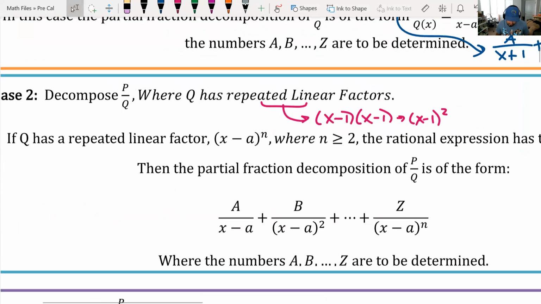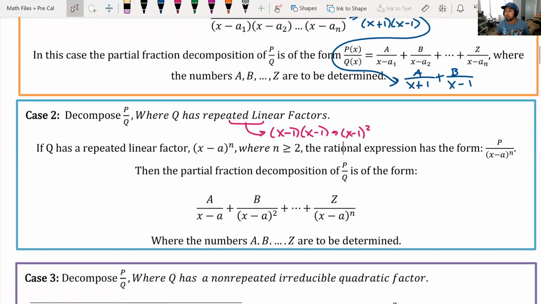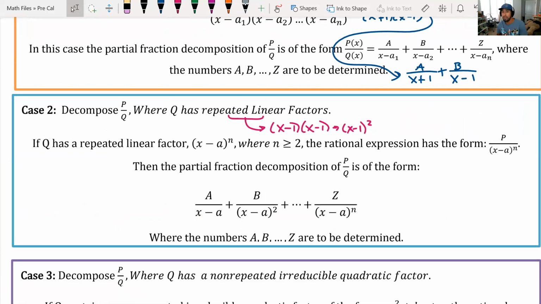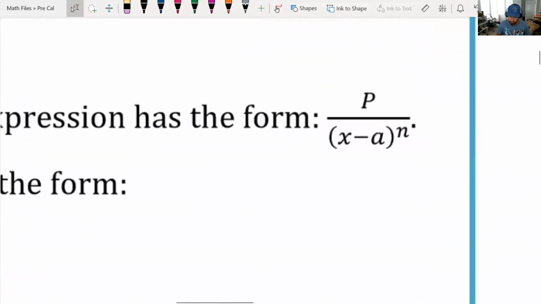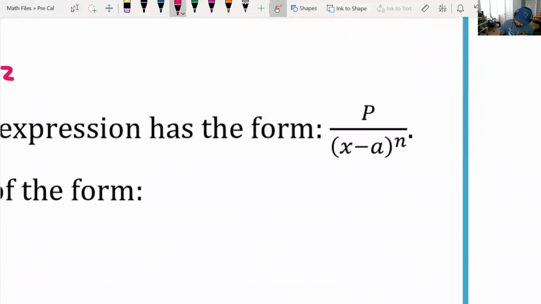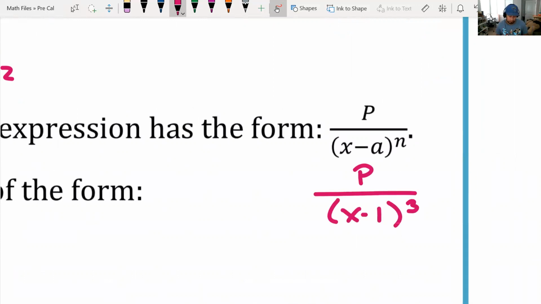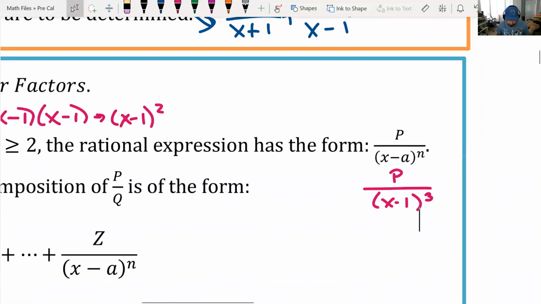Okay, and then it says if Q has the form of a repeated linear factor, x minus a to the nth, where n is greater than or equal to 2, meaning the exponent is 2 or greater, then the rational expression has the form P over x minus a to the n. Once again, let's just go with my example. Let's say we have P over x minus 1, I'll say cubed. So this means x minus 1 is repeated 3 times.